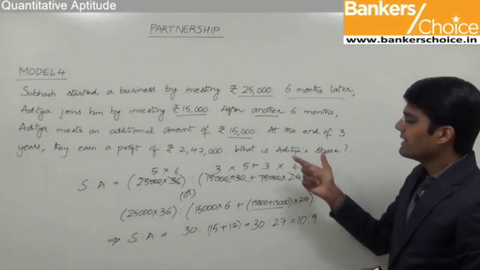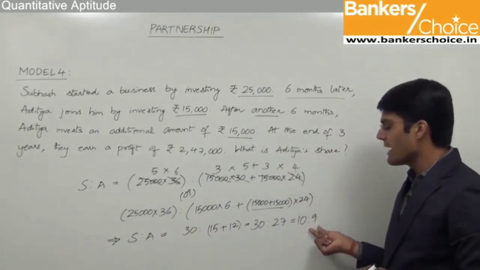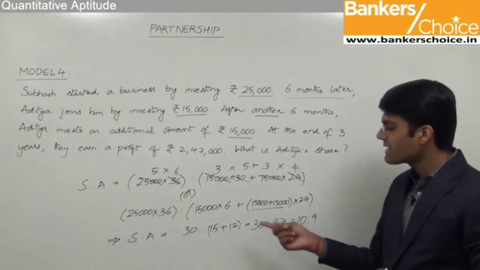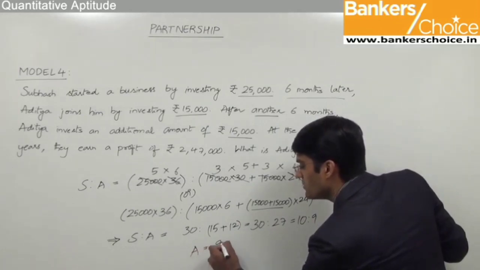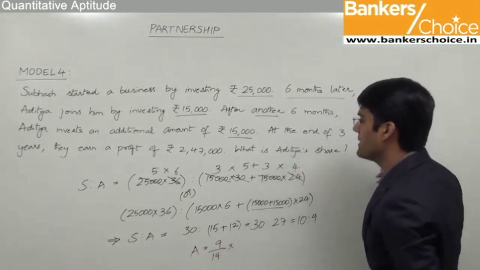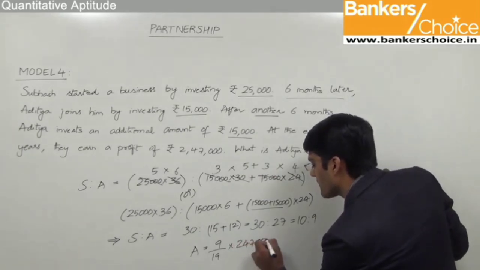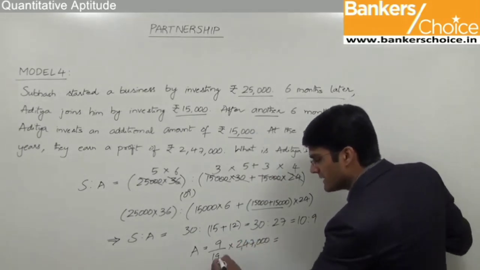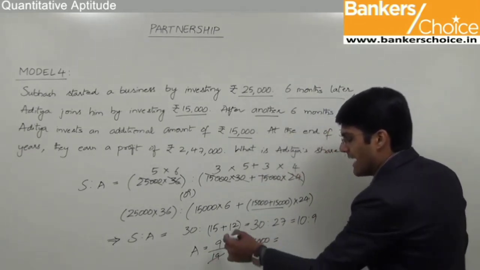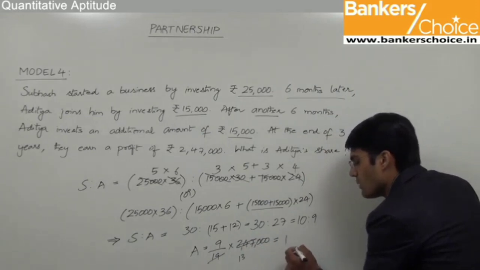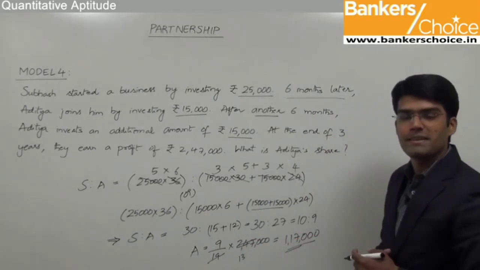And we are supposed to find out Aditya's share. As we can see here, the share of Subhash is to Aditya is 10 is to 9. That means out of a total of 19 parts, Aditya will get 9 parts. So we can say Aditya's profit will be equal to 9 out of 19 multiplied by the total profit, that is 2,47,000. And by simplifying this, we can say that 19 into 13 will be 247 and 9 into 13 should be 117. So the profit of Aditya should be 1,17,000.